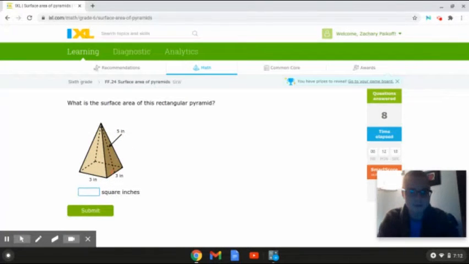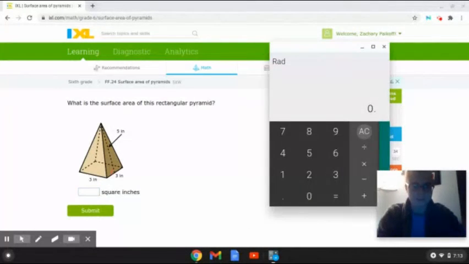Okay, so this next problem reads, what is the surface area of this rectangular pyramid? As we can see here, this rectangular pyramid has a base of 3 inches and a slant height of 5 inches. The way that we're going to be calculating its surface area is like we've been doing before in these last few problems. First, we're going to multiply 1/2, or 0.5, times 3. Then we're going to multiply this answer times 5. Next, we're going to multiply this answer times 4, because there are 4 sides on a rectangular pyramid.